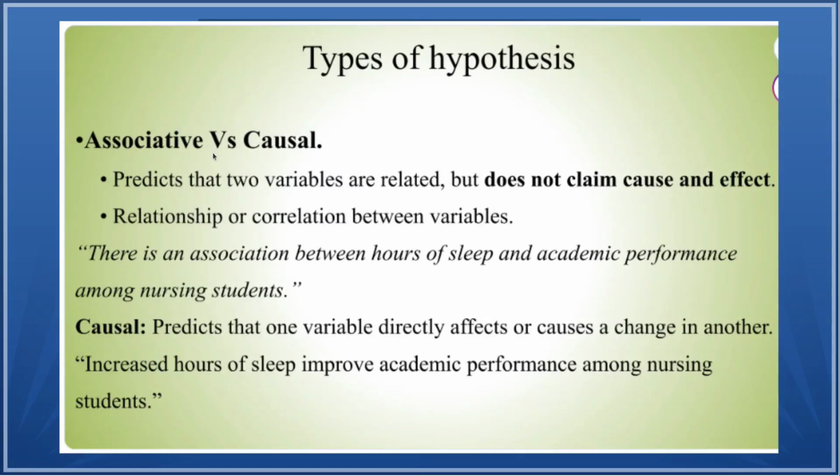Another type is associative versus causal. Associative predicts that two variables are related but does not claim cause and effect. So you guess that two variables are related, but there is no cause and effect. You cannot claim cause and effect relationship between the variables.